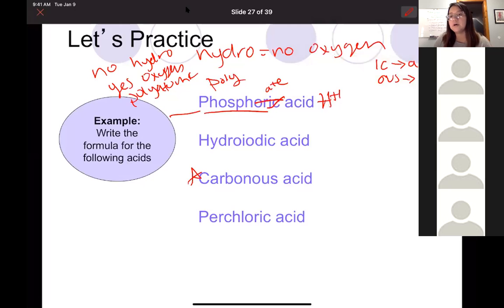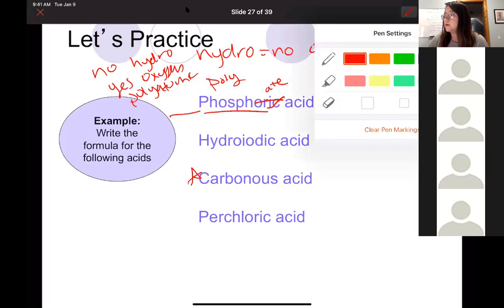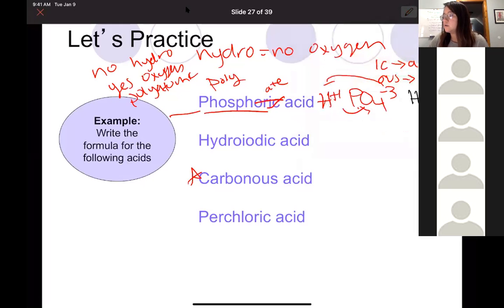And what is the symbol of phosphate? PO4. And what is the charge? -3. This is PO4 minus 3. Again, remember, just switch the charges. So I need 1 PO4, I need 3 H's. Okay, next one.